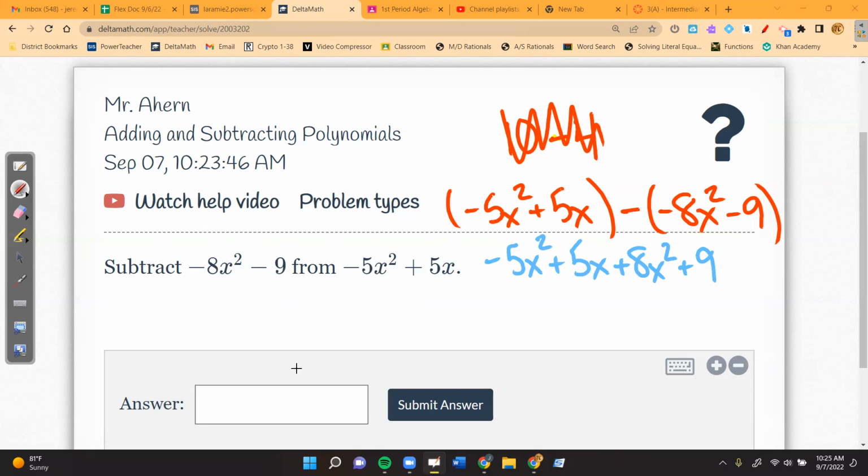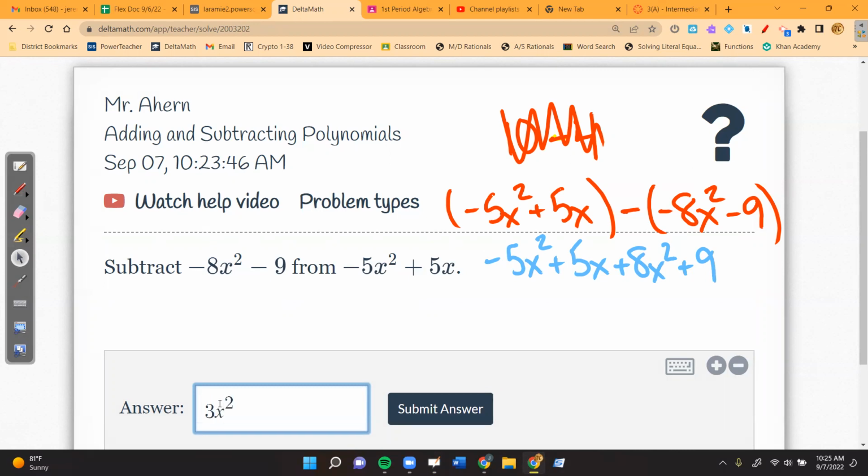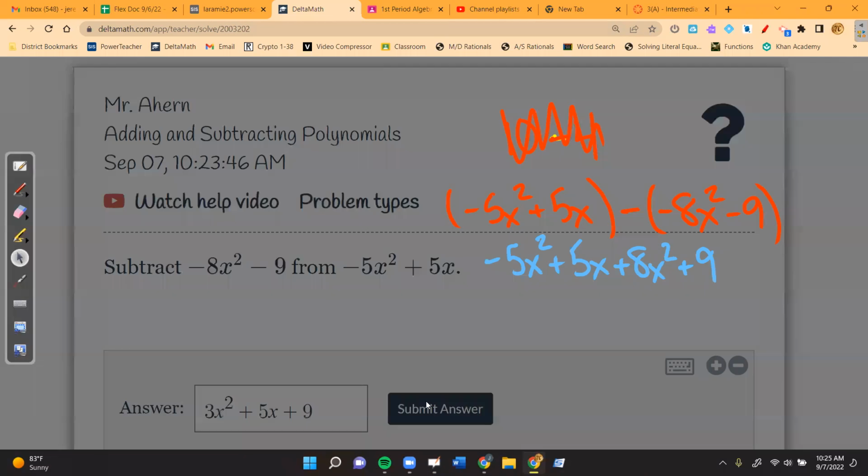How many x squareds are we going to get in our answer? I know what you mean by 1, but what's going to be the number with it? I see negative 5 of them on the left, and I see plus 8 more of them, and that's a total of 3x squared. And what will be my x term? And it's got no one to go with, so just plus 5x plus 9. And that's all you're doing.